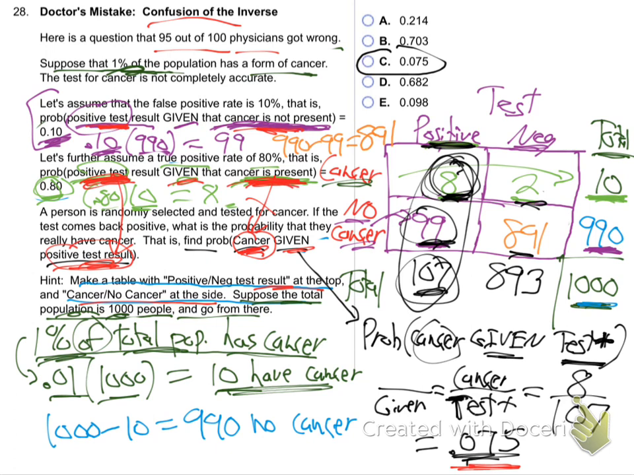They reversed that. They had confusion of the inverse, which I'm hoping you guys don't have now that we've carefully worked through this problem. So if you get a positive test result, you still only got a 0.075 chance, 7.5% chance of actually having cancer, even though the test came back positive. Interesting question. Famous doctor mistake question for statistics, one of the most famous.